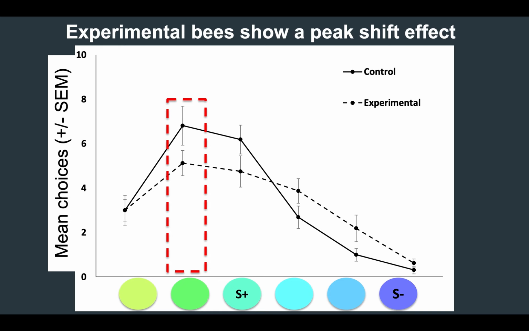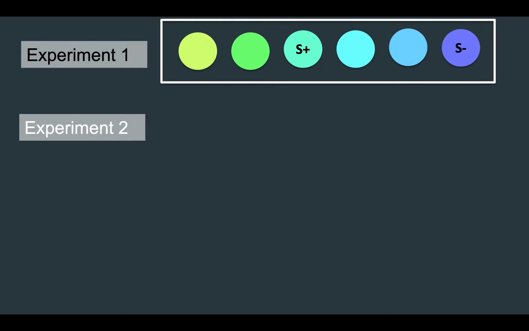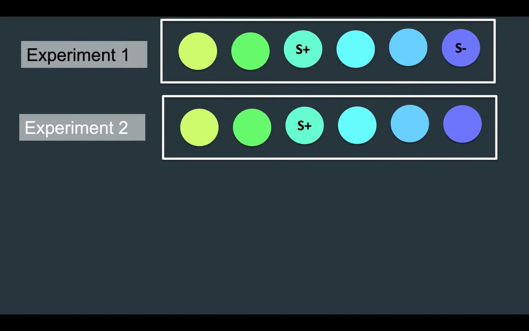So our hypothesis from this is that it's this peak shift effect that is subdued or reduced in our experimental group that's actually driving the judgment bias effect at the ambiguous stimuli. Now, to look at that, we did two follow-up experiments. In our experiment 2, we changed our stimulus set from experiment 1 slightly, such that we removed that S minus stimulus.